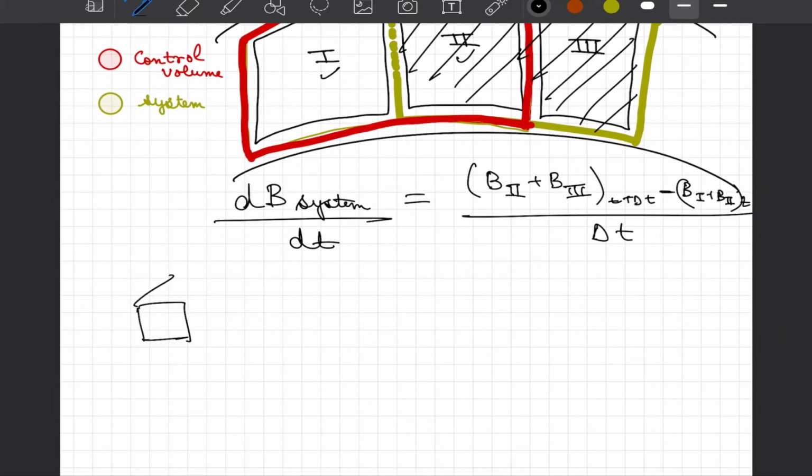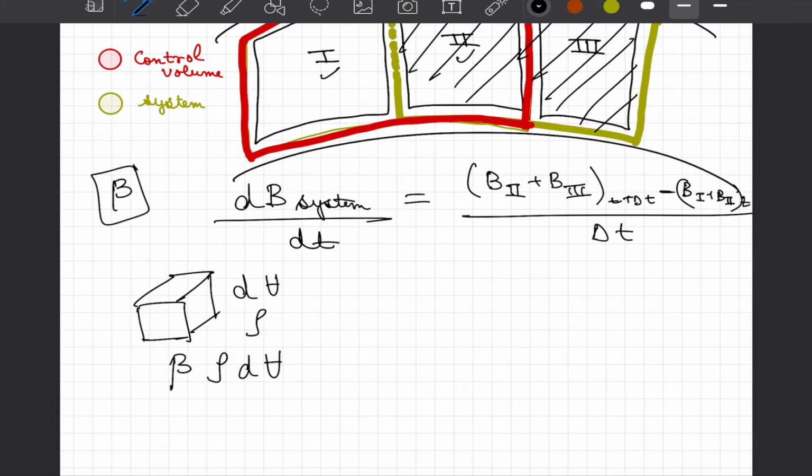Also, we will consider an infinitesimally small element of volume dV, and let us say that the density of the fluid under consideration is rho. We know that the mass of this system can be calculated by multiplying density by volume, so it would be rho dV. If we multiply the differential of the extensive property, which we said is beta, the extensive property per unit mass, by the total mass, we can calculate the small amount dB contained in this infinitesimally small volume.